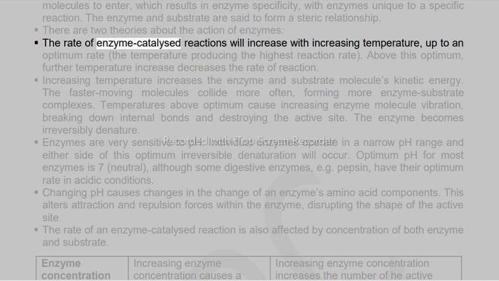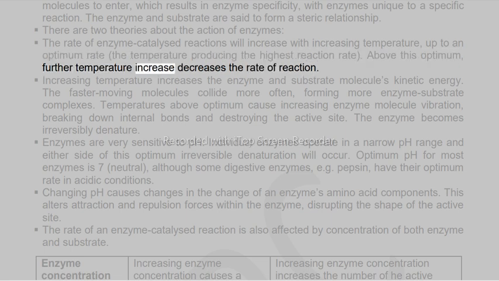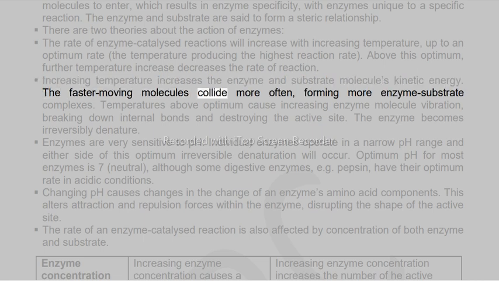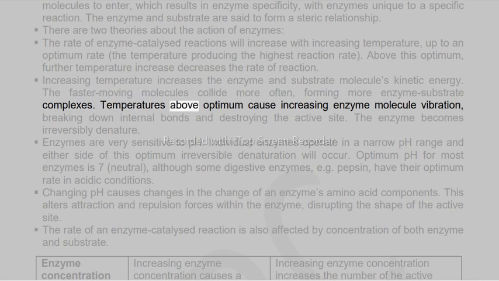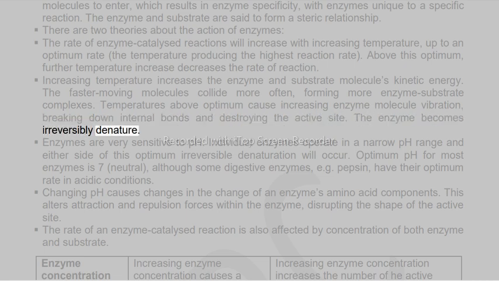The rate of enzyme-catalyzed reactions will increase with increasing temperature, up to an optimum rate, the temperature producing the highest reaction rate. Above this optimum, further temperature increase decreases the rate of reaction. Increasing temperature increases the enzyme and substrate molecules' kinetic energy. The faster-moving molecules collide more often, forming more enzyme-substrate complexes. Temperatures above optimum cause increasing enzyme molecule vibration, breaking down internal bonds and destroying the active site. The enzyme becomes irreversibly denatured.